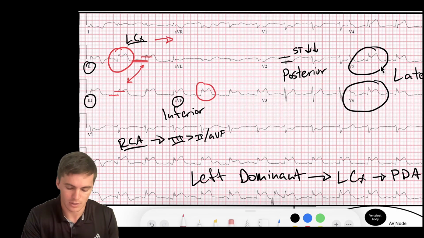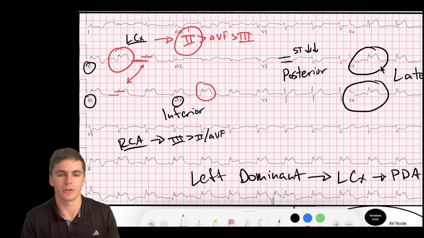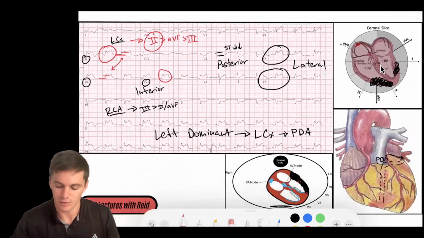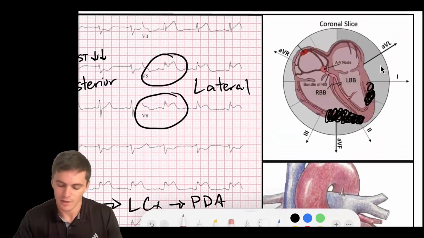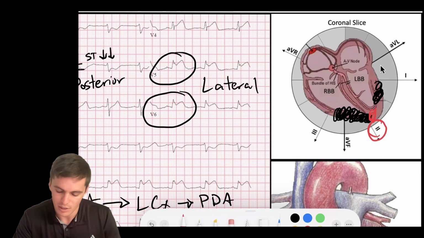So in this case, lead 2 is greater than aVF is greater than lead 3, right? Really focus on lead 2 being greater than 3. That tells me that the ST segment elevation is being produced because the inferior aspect involved is more left inferior, and then it kind of tapers off, right?